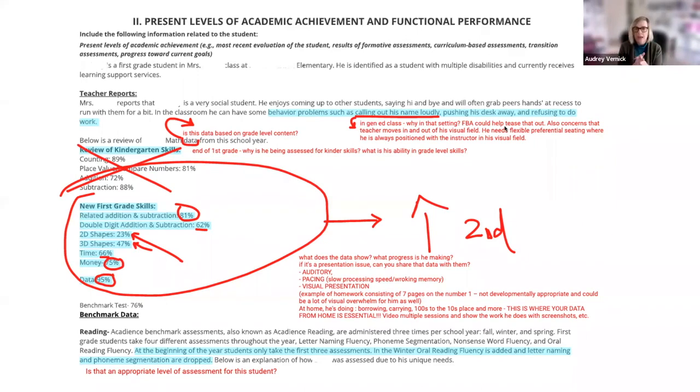You need to understand the present levels, and if you don't, you need to ask questions until you do, and ask them to write it in a way that makes sense. And then the other thing is, does it cover all areas of suspected disability?